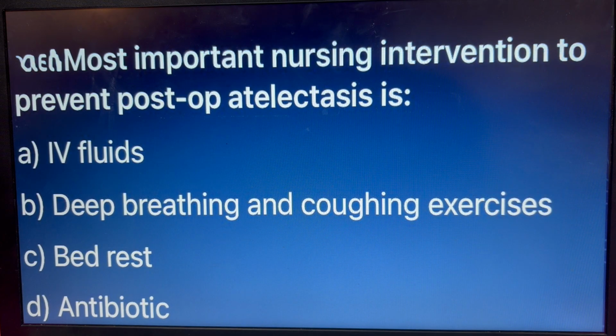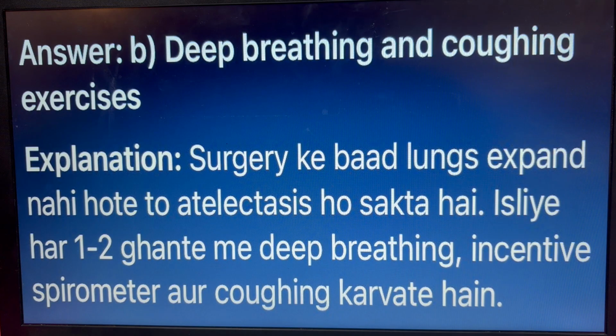Most important nursing intervention to prevent post-op atelectasis is: option A, IV fluid; B, deep breathing and coughing exercise; C, bed rest; and D, antibiotic. Comment fast. Right answer is B.